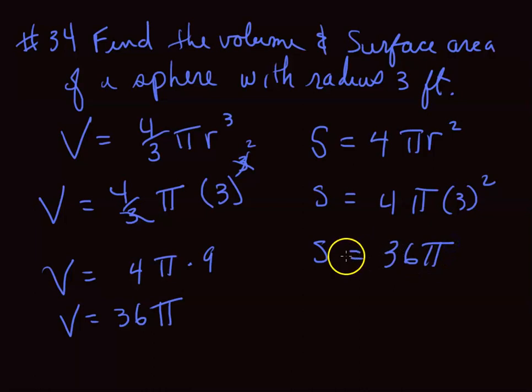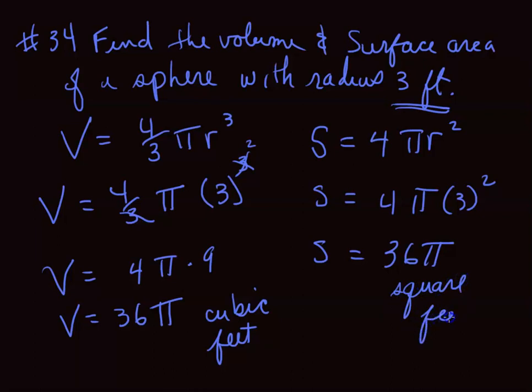So the surface area is the same as the volume? No, that's why they give you the 3 feet. Because this volume is cubic feet. That's a whole lot bigger than square feet. 36 pi square feet is really just a surface. This is a huge volume of stuff. So it's pretty tall as well as just that flat area.